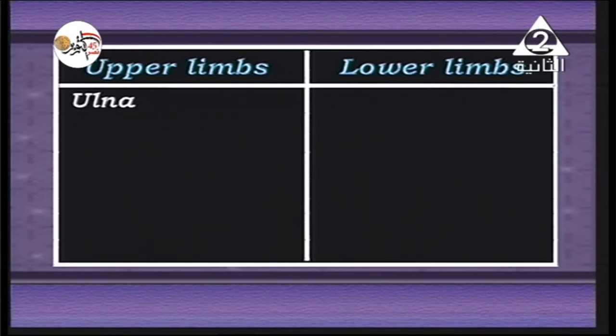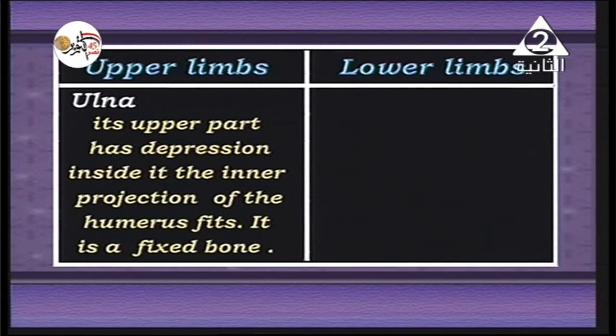Ulna here, and the other one is what? Ulna and radius. Excellent. Ulna is upper. The upper part has a depression for what? To fit with the head of the humerus, forming what? Forming the shoulder.